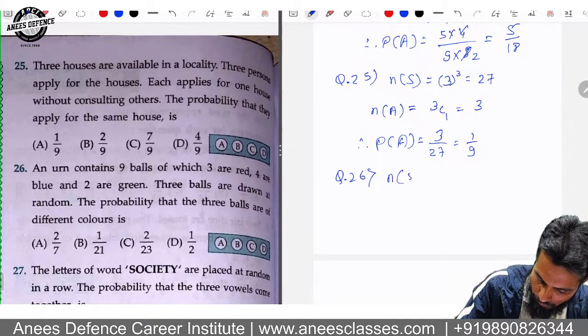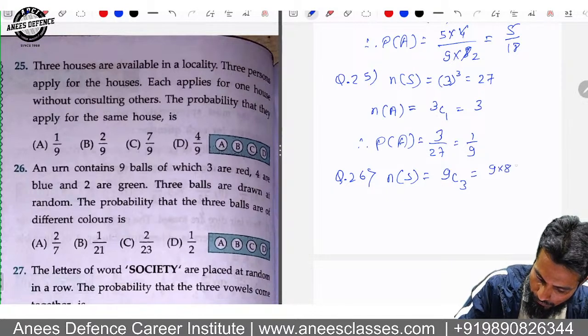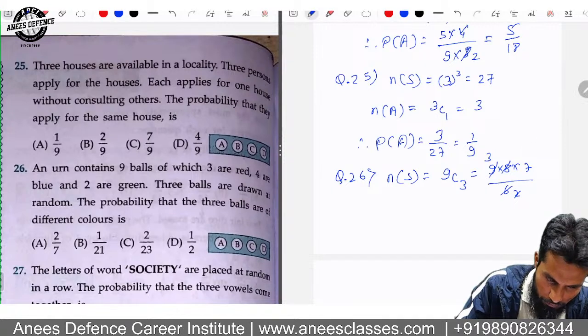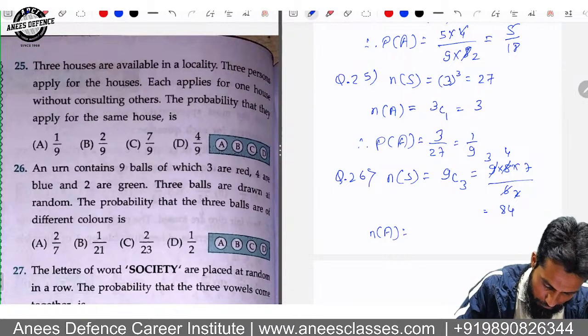Sample space, total you are drawing 3 balls, right? Out of 9. So 9C3, that's all. If you want to find the value, then 9, 8, 7 upon 6, which gives 3, 3, 2, 84. Option A. Yeah, correct. Then all should be of different colors means 3 into 4 into 2.